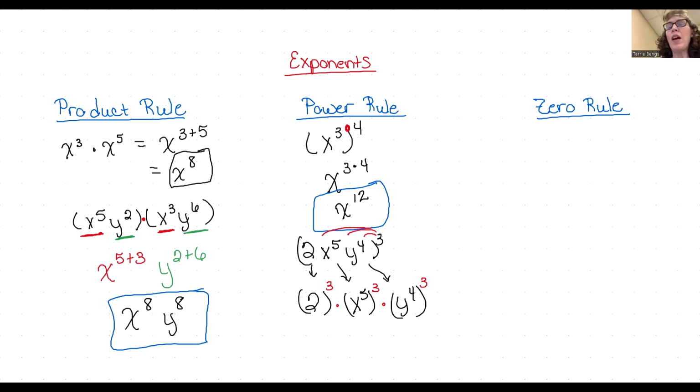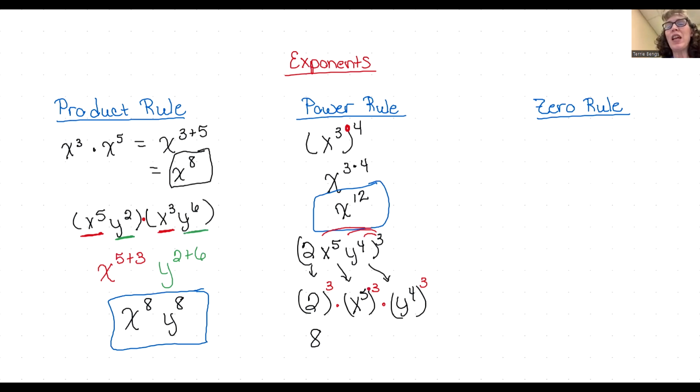So now we're going to relook at this. We have 2 to the 3rd power. You can type that in your calculator, or you can say that's 2 times 2 times 2, which would be 8. Then we have x to the 5 and the 3, all those powers. When we do that, remember, this is the power rule.